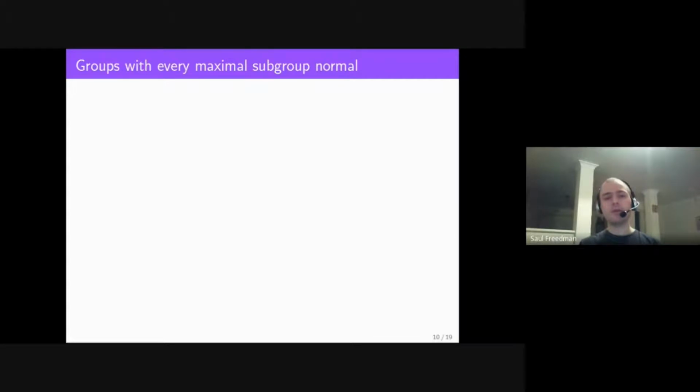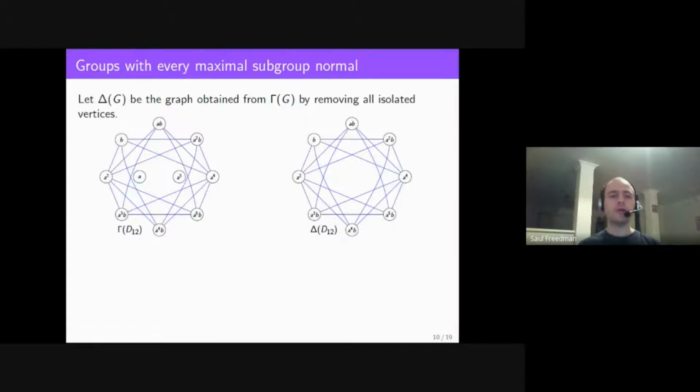Okay, so for convenience, we're going to write delta of G for the graph obtained from gamma of G by removing all isolated vertices. For example, we've seen the graph gamma of D12 here on the left. If we remove the 2 isolated vertices, we get delta of D12 on the right. Now D12 does not have every maximal subgroup normal, but this is just a nice small example that we've seen already.